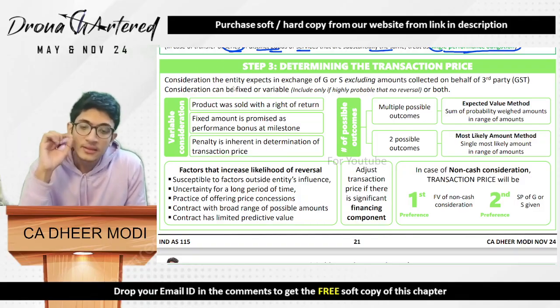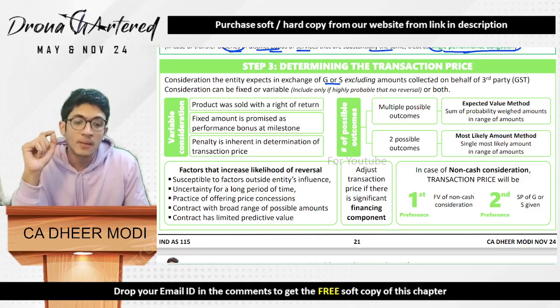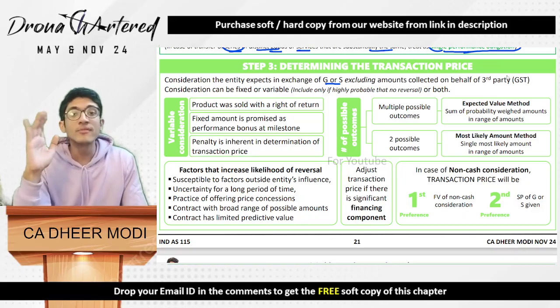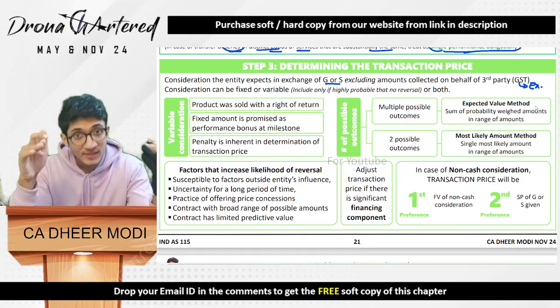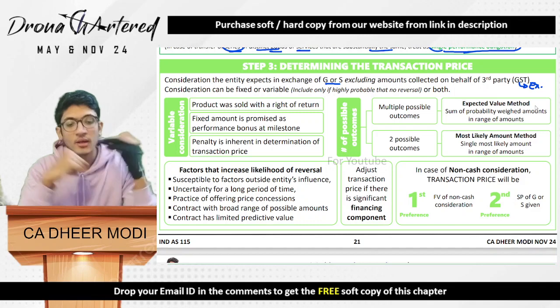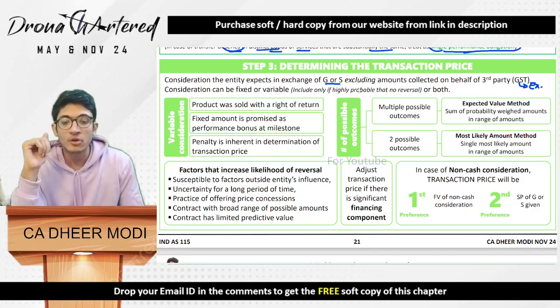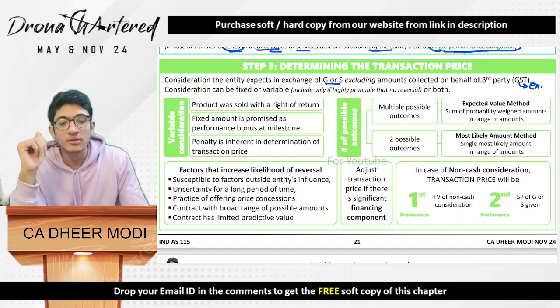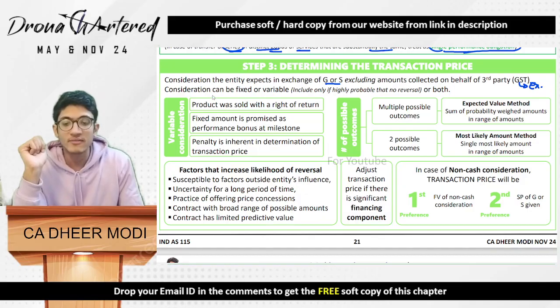It is the consideration that the entity expects in exchange for goods or services, excluding amounts collected on behalf of a third party. That means, say for example, GST, this is just an example. Any amount that you have collected for the government, in such a case, will not be part of consideration. That will not be part of the transaction price because this is for a third party. Transaction price is what you are paid by the party that you are dealing with.